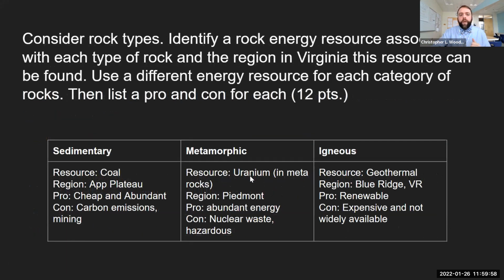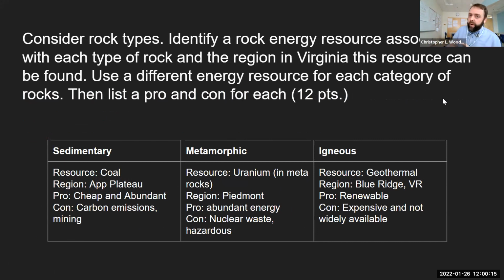All right. This is the last one I think I remember. All right, consider the rock types, sedimentary, igneous, metamorphic. Identify a rock energy resource associated with each type of rock in the region in Virginia this resource can be found. Use a different resource for each category. And then a pro and con.